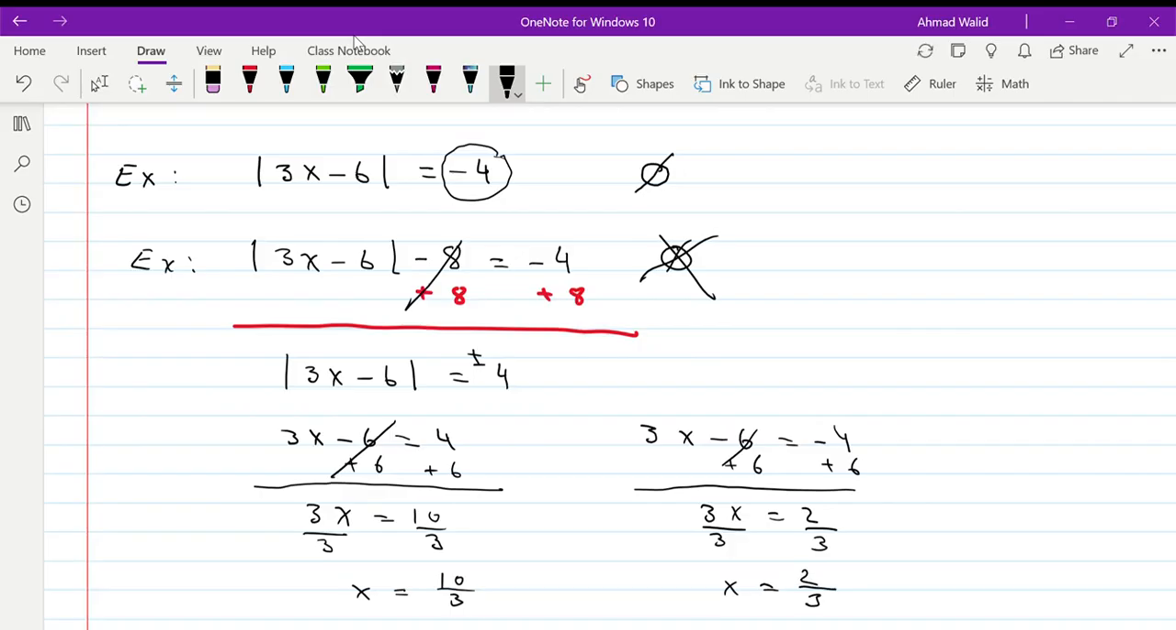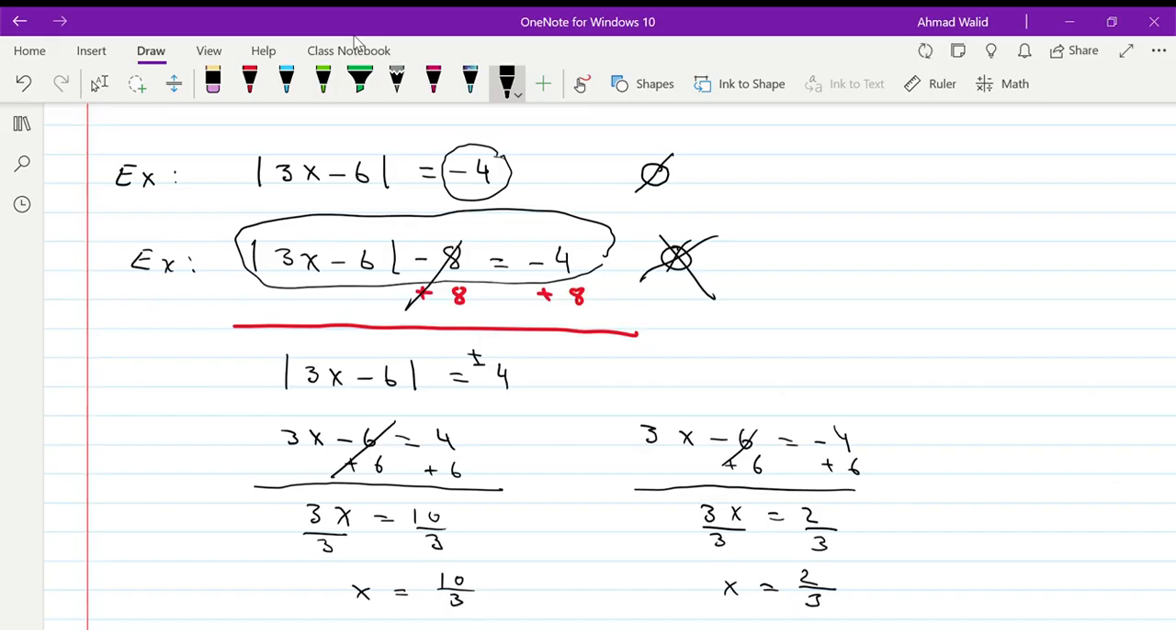I'm not going to check this problem for you. You can check it and see which one is the answer. Maybe both, maybe one, correct? But the important part I try to explain in this example is that if you immediately see a negative number on the right side, don't say it has no solution.